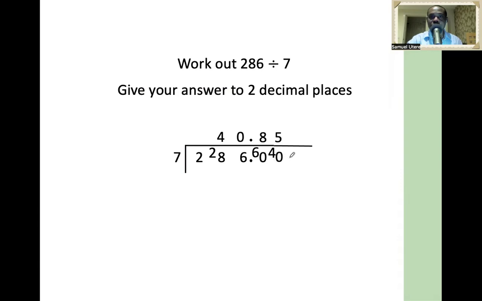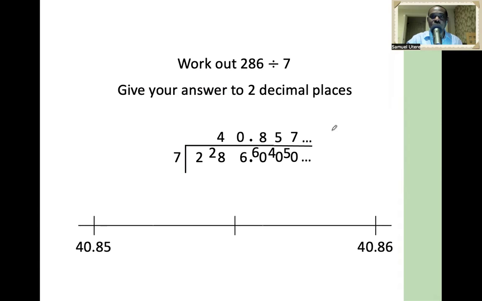So again, we'll put our 0 so that we can do our carry. So our carry is 5. 50 divided by 7 is 7. We can stop here for now. We can keep doing this, put 0, do your carry, but we've been asked to give our answer to 2 decimal places. We have done our calculation up to 3 decimal places. So that is enough for us to give our answer to 2 decimal places. Now, remember how to do your rounding. People do it differently.